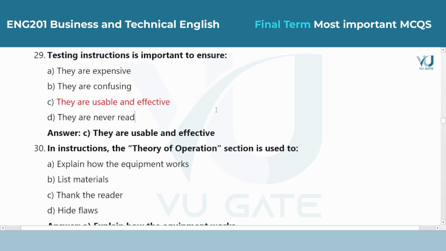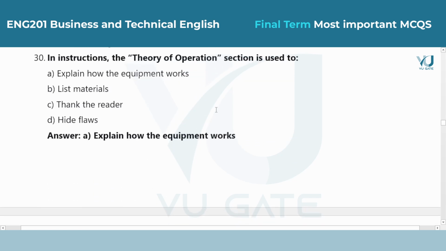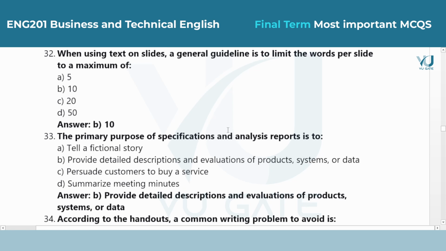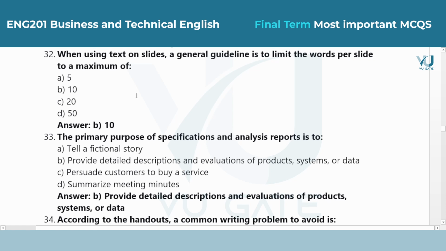30. Question. In instructions, the theory of operations section is used to answer. A. Explain how the equipment works. Concept. Giving the user a basic understanding of the how helps them troubleshoot problems more effectively. 31. Question. Which of the following is not listed as a type of visual aid for oral presentations? Answer. C. A live theatrical performance. Concept. Business presentations rely on functional aids like slides or charts. Theatrical performances are not part of professional visual aid categories.